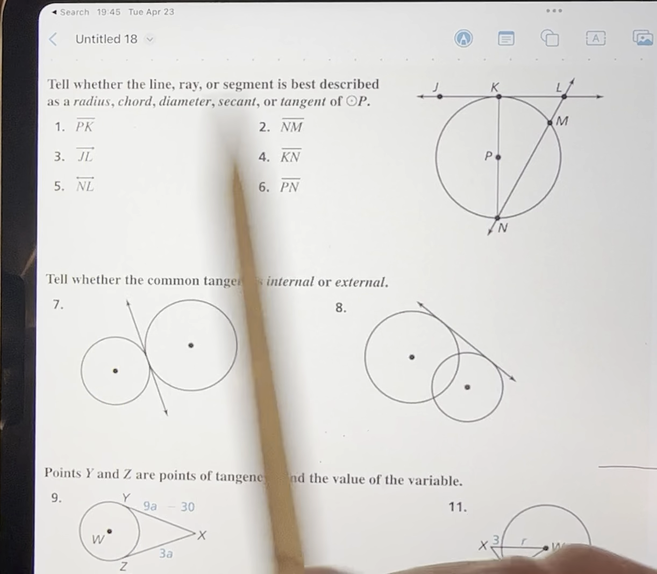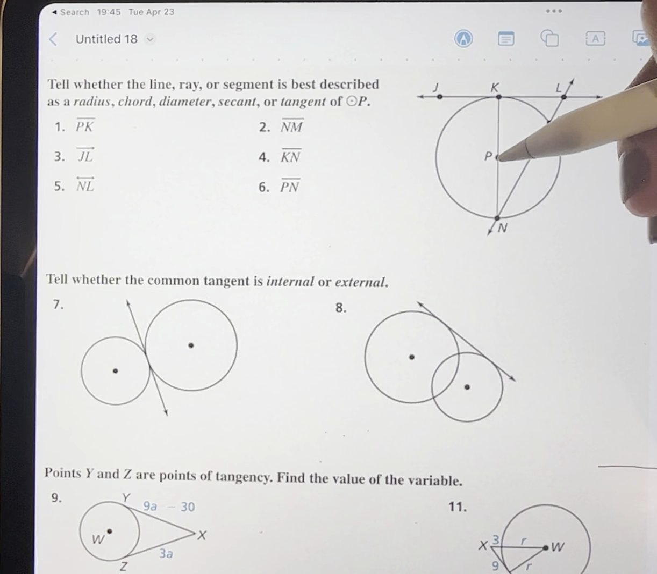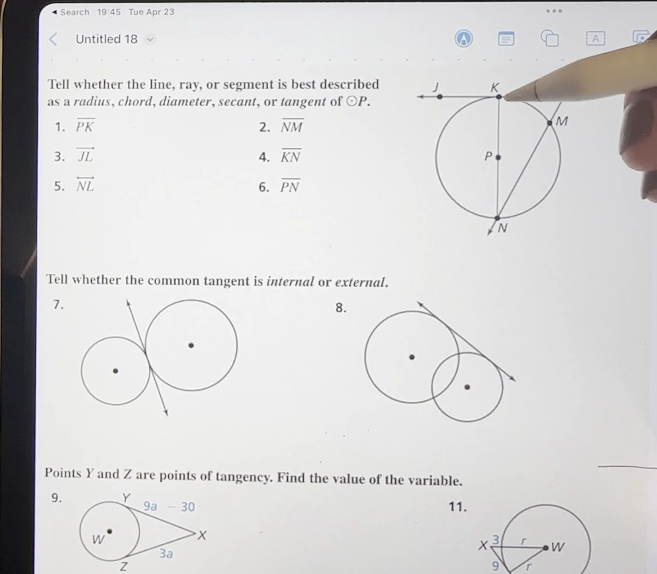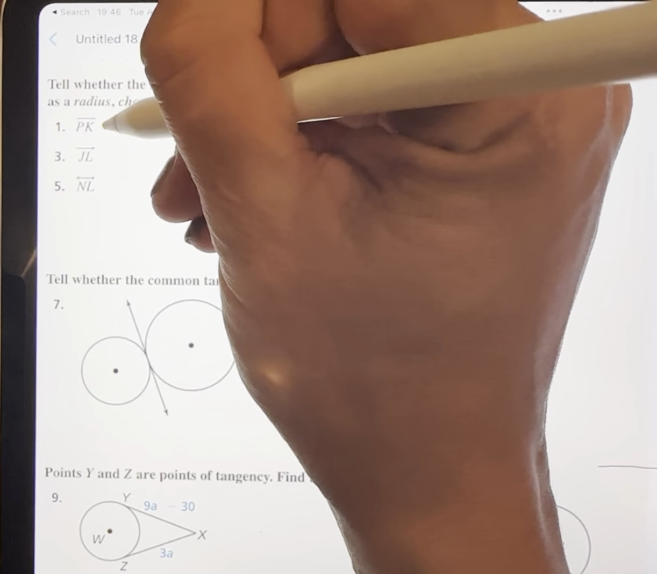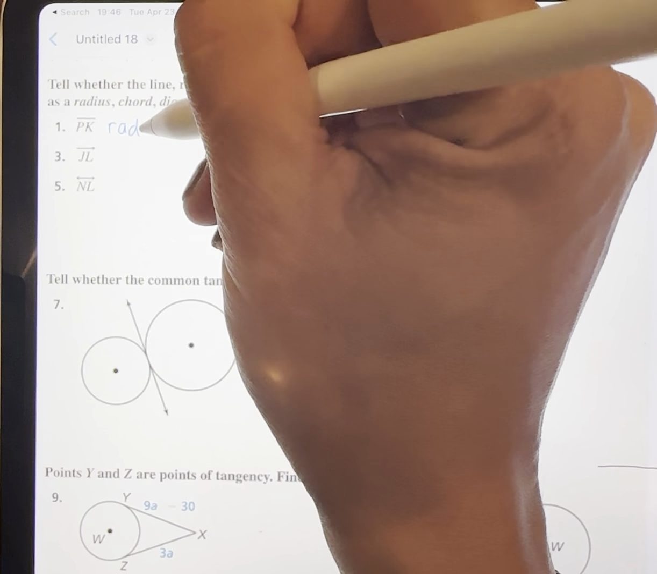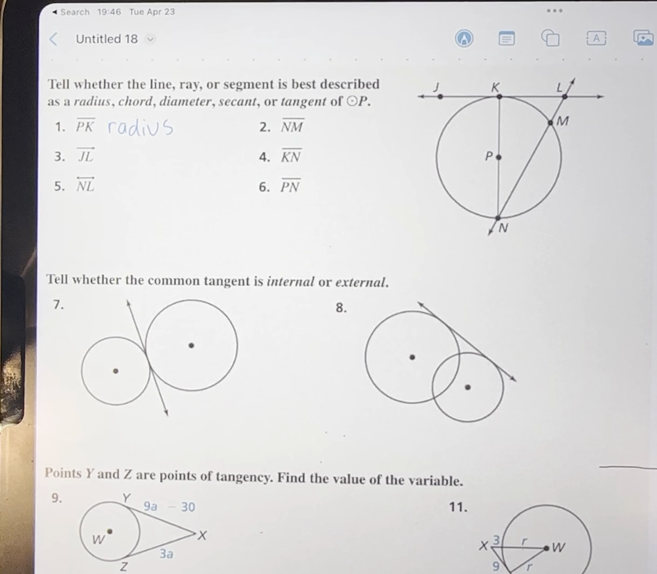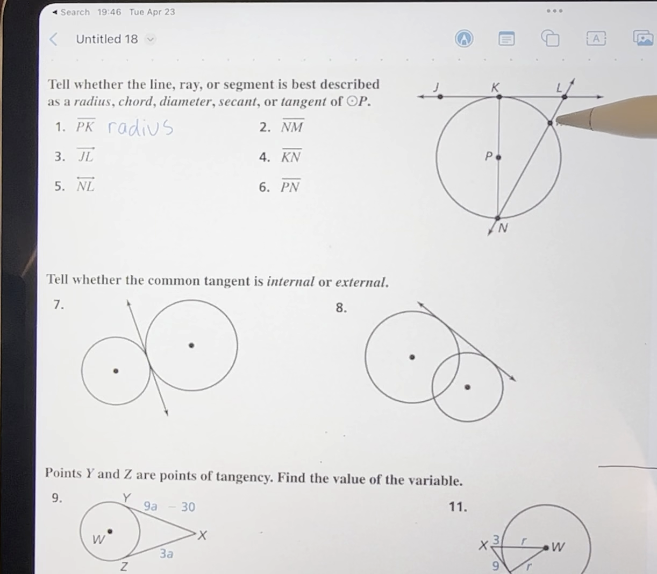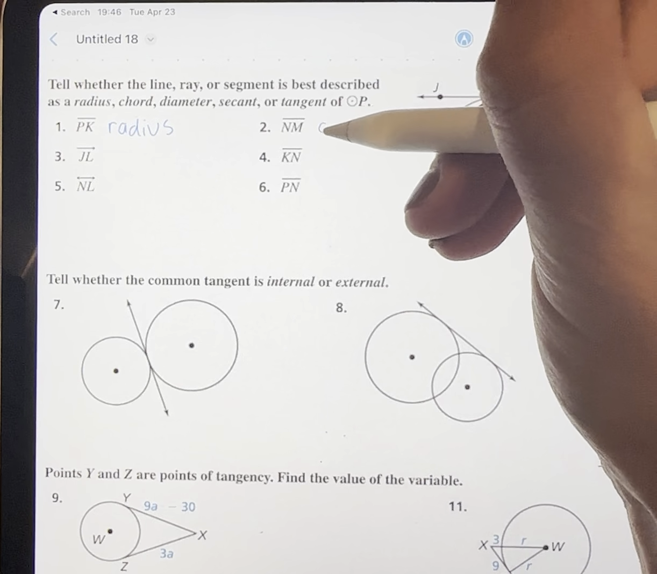So number 1 is PK. Let's take a look. P to K goes from the center, touches the outside edge. That's a radius. Number 2, NM. From N to M, we're touching the outsides of the circle on both endpoints. It does not go through the center, so this is just a chord.